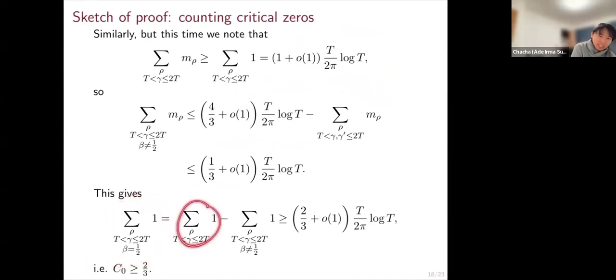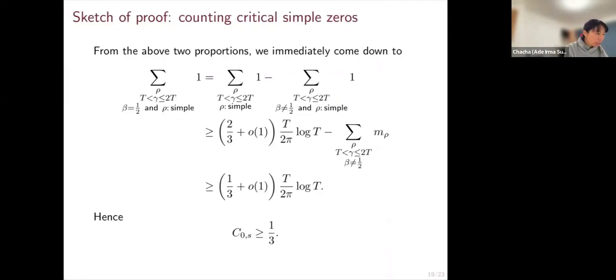Oh, sorry. And then now I want to count only the ones which are on the half line, and therefore that is the summation over all the zeros minus the ones which are not on the half line, and therefore that is this 1 minus 1/3, and therefore we get at least 2/3, and this gives the 2/3 proportion for critical zeros. Now I'm really almost done.